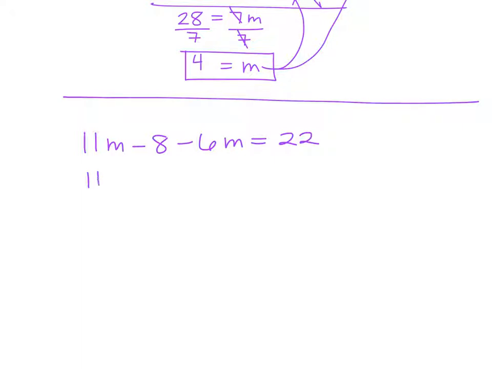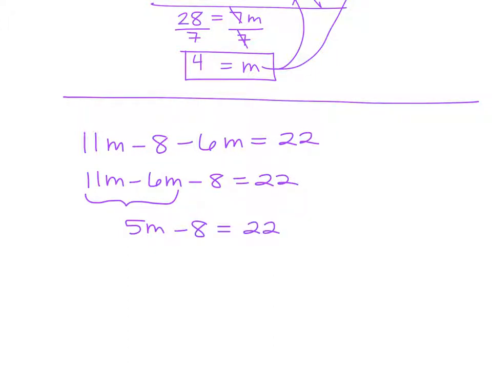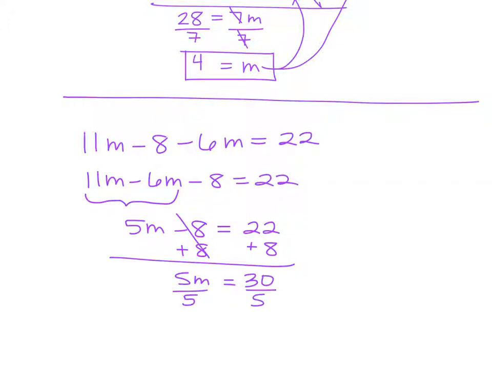Right, and if you want to rewrite it like that, you totally can. 11m minus 6m minus 8 equals 22. So we're going to do this first, right? What's 11m minus 6m? 5m minus 8 equals 22. Then you need to add 8. Right, so this is 0. We're left with 5m on the left. 22 plus 8 is 30. Then what? Now you're going to divide by 5. So m is going to be 6.